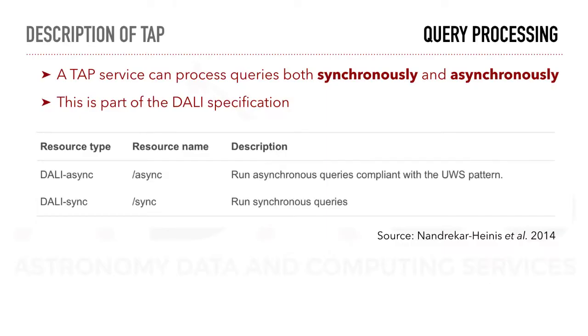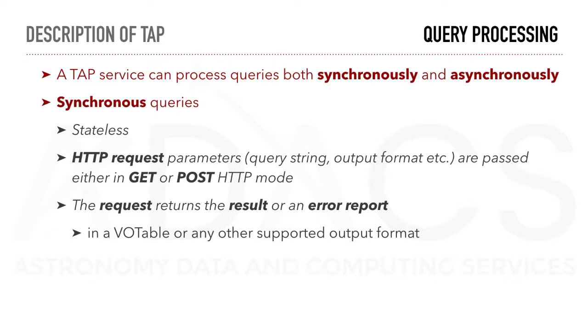A TAP service can process queries either synchronously or asynchronously. This is part of the DALI specification. Synchronous queries are stateless, where HTTP request parameters, such as query string, output format, and so on, are passed either in GET or POST HTTP mode. The request returns the result or an error report. This is done in a VO table or any other supported output format.